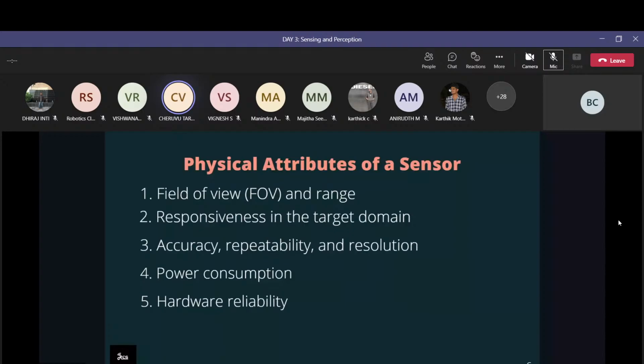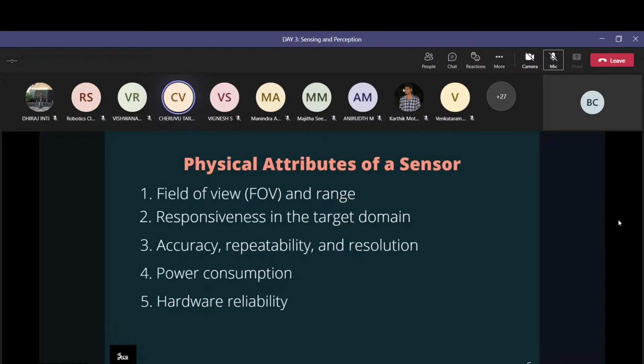You can say your robot is more effective, more efficient and more sensitive to its environment if its response is in a minimum amount of time. So for response in the target domain, you need to set the response time of a sensor. That's also a main attribute to be considered when you're designing a sensor, guys. You need to set your sensor's response time. The lower the response time of a sensor, the more active it is towards changes in the environment.